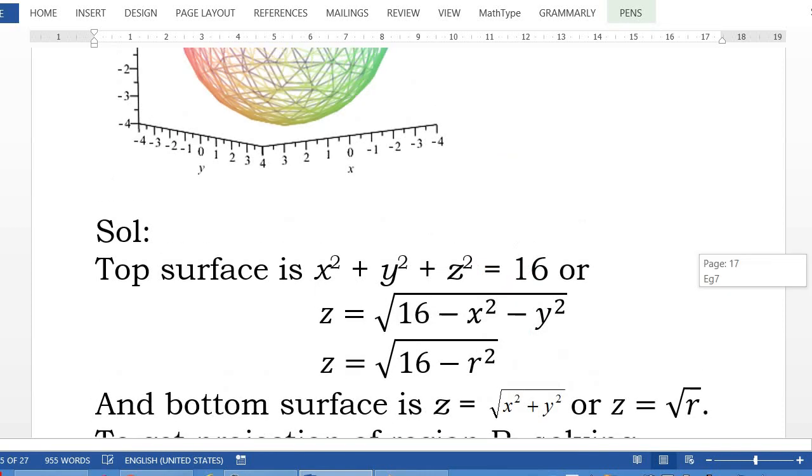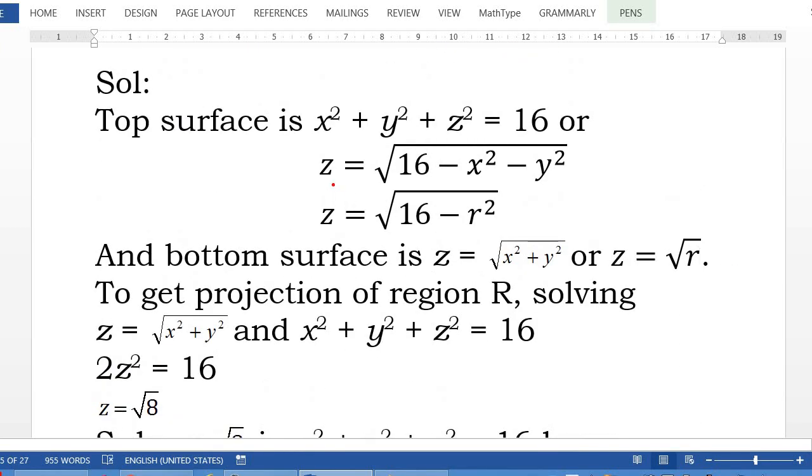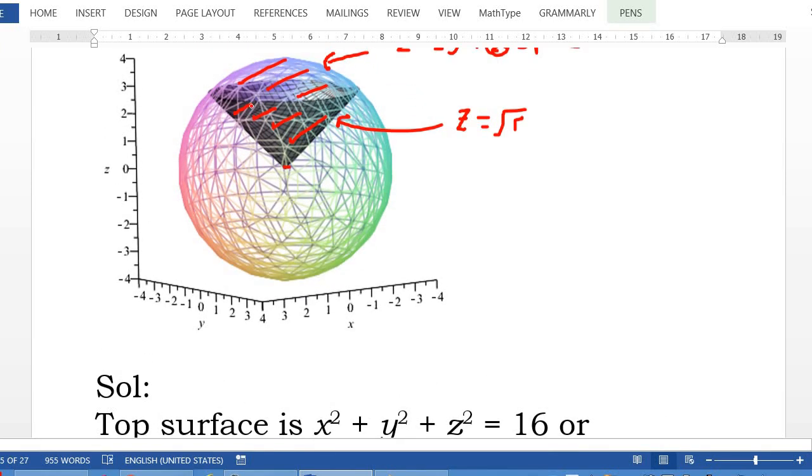But when we take the upper surface only, that's why you make z the subject. Z is positive, okay? Positive z is actually the upper hemisphere. Okay, if you take the negative, negative square root of 16 minus x squared minus y squared will be the bottom here. This is the bottom surface, z equal to negative square root of 16 minus r squared.